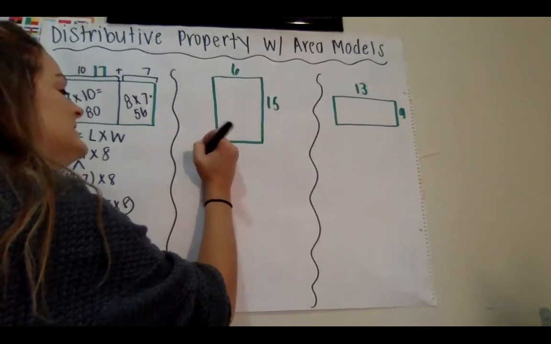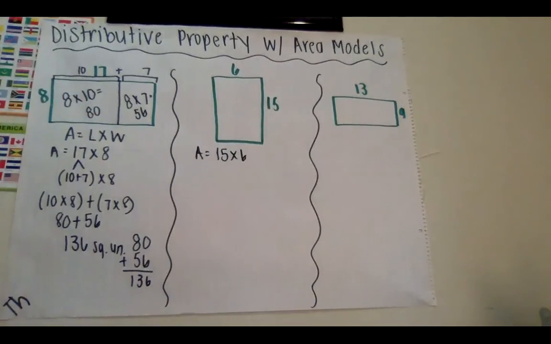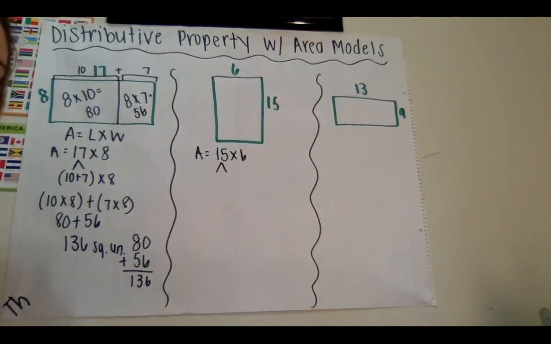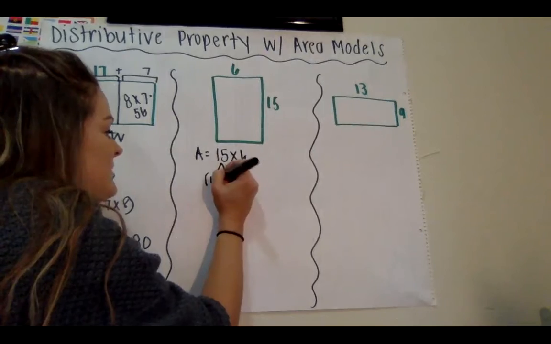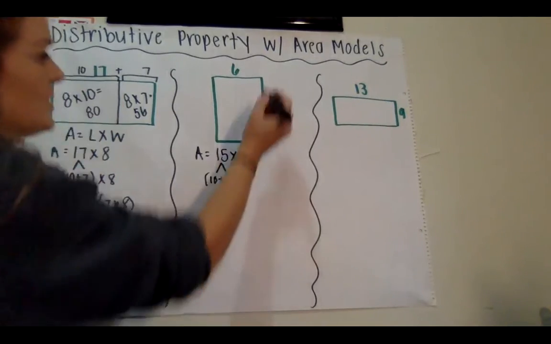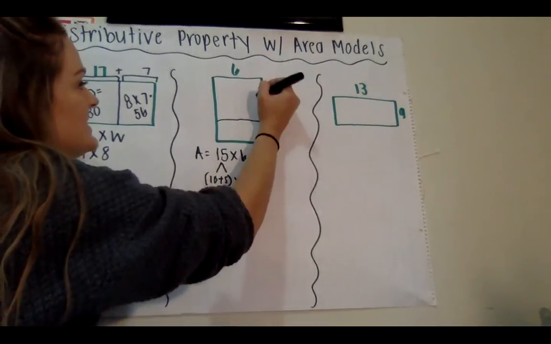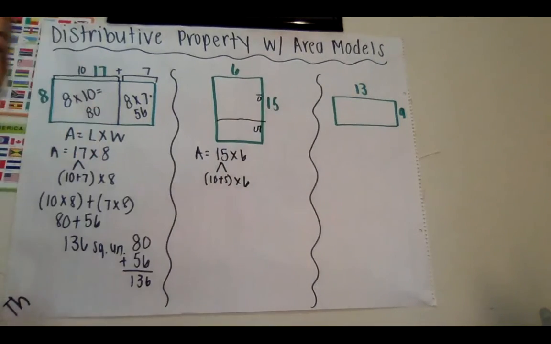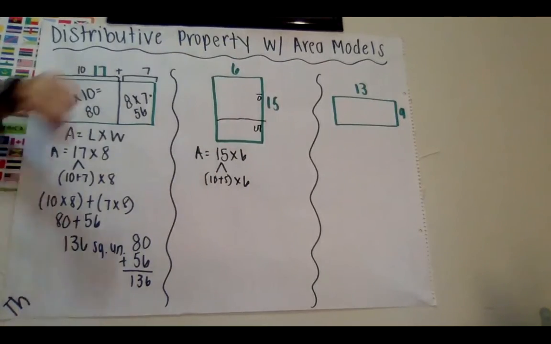The area of this rectangle should be 15 times 6. I don't know 15 times 6, but I know I can partition 15 into what? 10 plus 5 times 6. So I'm going to partition, if this is the 15, I'm going to cut it, and this is going to become 10, and this is going to become 5. I know it's kind of hard to see because this rectangle is sideways, so just bear with me.